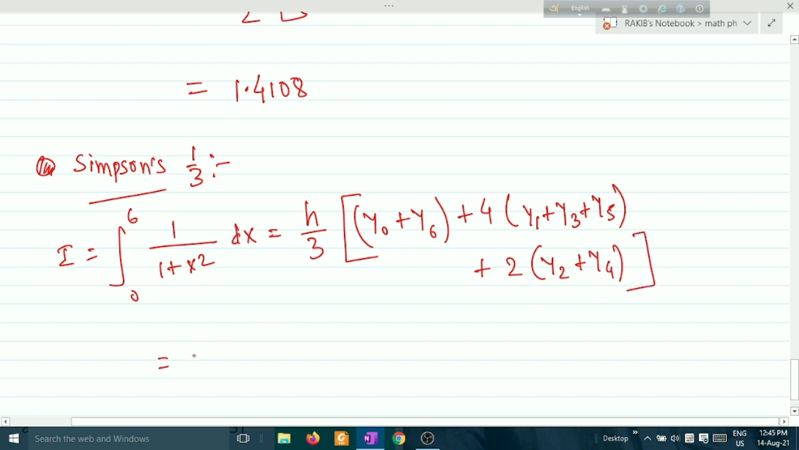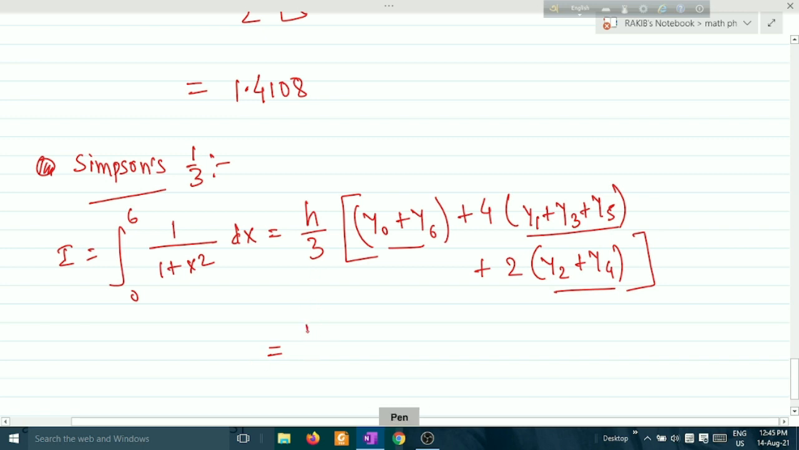That means put the values here: 1 upon 3 of y0 plus y6, putting the values of y0 and y6 in this formula of 4 into y1 plus y3 plus y5, and 2 times y2 plus y4. There will be the answer I have calculated earlier. Let me calculate this thing.